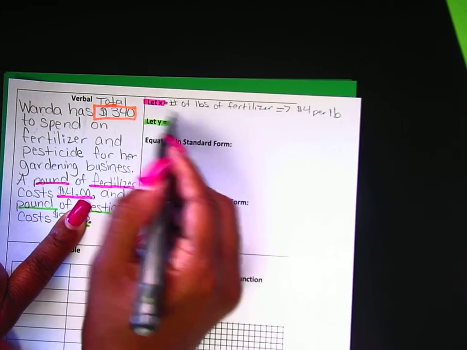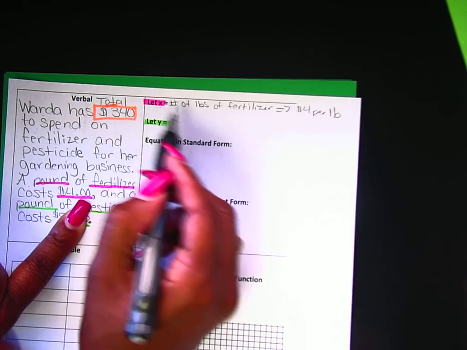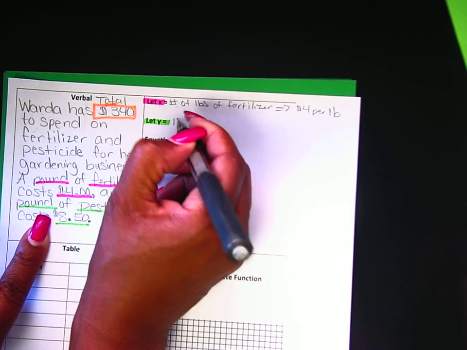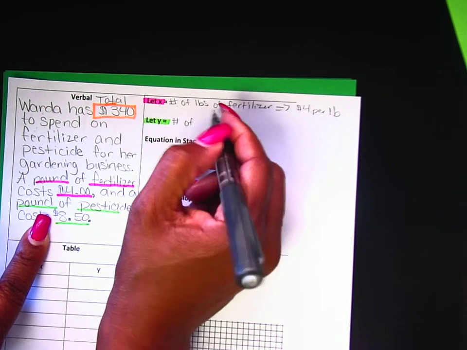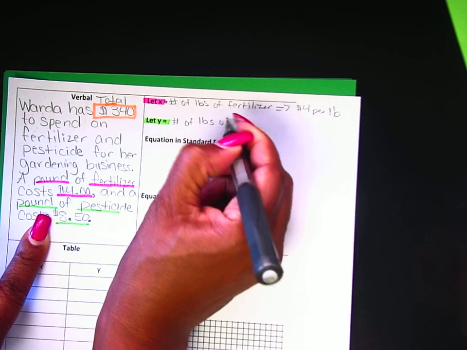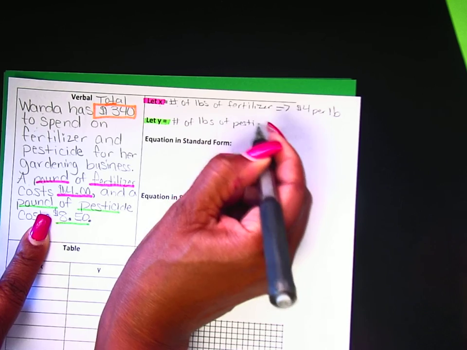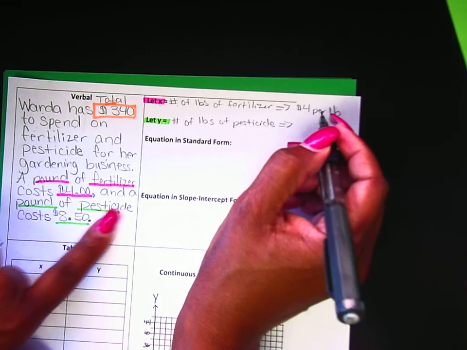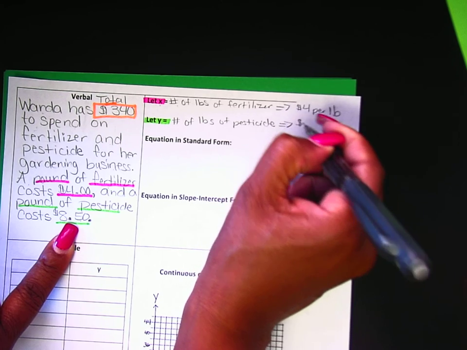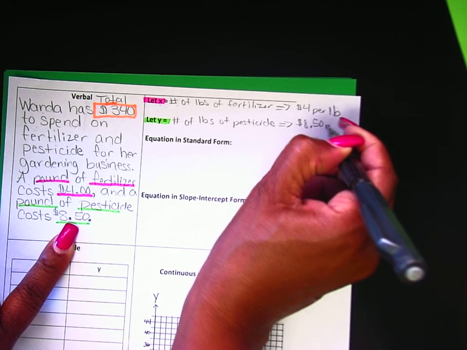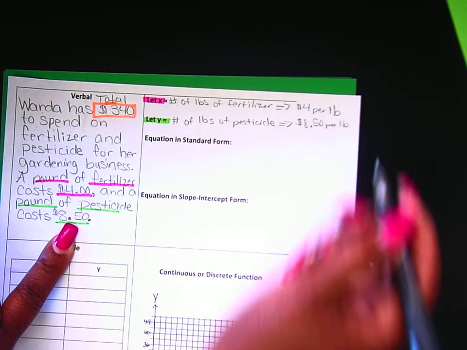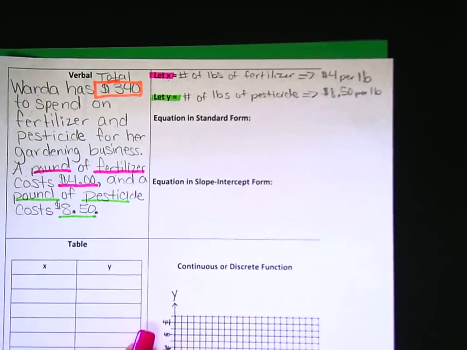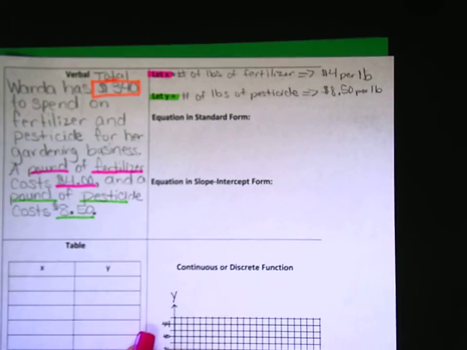I don't know how many pounds, so that's really what the X represents, the number of pounds of the fertilizer. For the Y, it's gonna be how many pounds of pesticides she will be able to purchase. And I know that the pesticide is $8.50 per pound.